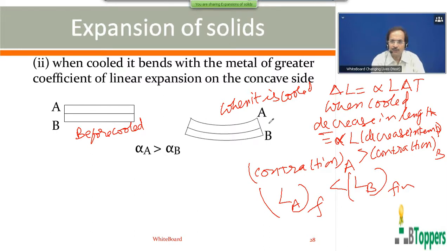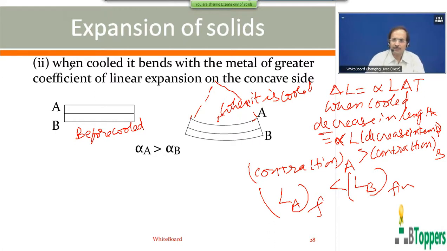Because when rod A contracts more, for the same initial length, the final length will be shorter. So the final length of rod A will be shorter than the final length of rod B. Therefore, the bimetallic strip bends in the form of an arc of a circle. So the length of the inner arc will be smaller than the length of the outer arc. So the rod with the smaller coefficient of linear expansion, because its final length is smaller, will lie on the inner side towards the center of curvature of the arc.